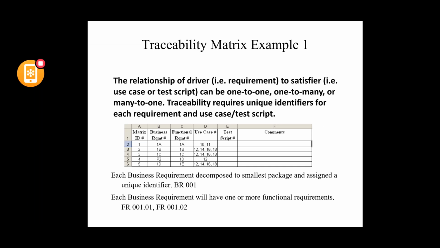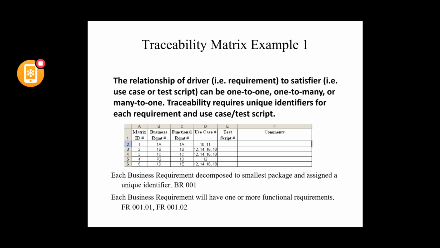Now, if you look at the traceability matrix example, the relationship of a driver to a satisfier, that is a use case or test script, can be one to one, one to many, or many to one. Many to one generally won't happen. In general, the relationship of a driver to the satisfier can be one to one or one to many. So what does that mean? One business requirement gives rise to one functional requirement, or one business requirement gives rise to multiple functional requirements. That's where we can say one to one relationship, or one to many relationship.